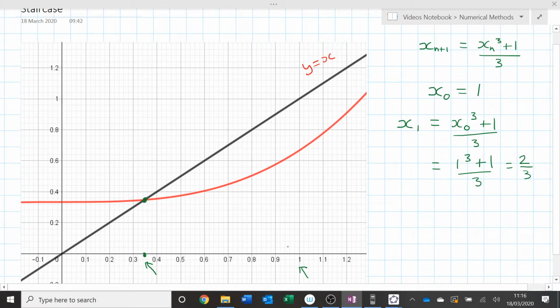So actually, we've gone slightly closer. We've moved slightly closer to the root that we're trying to find. But why is that? Why has that worked? Well, I'm going to show you on this graph what's happened.